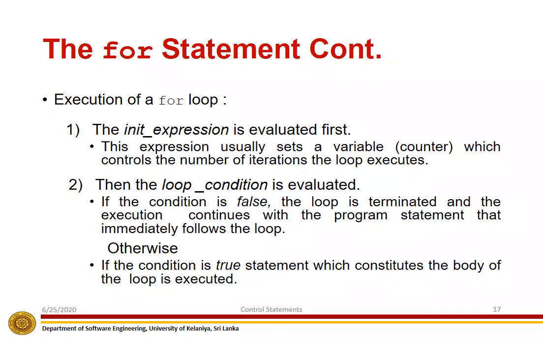So the execution of a for loop: the init expression is evaluated first. The expression usually sets a variable counter which controls the number of iterations the loop executes. Then the loop condition is evaluated. If the condition is false, the loop is terminated and the execution continues with the program statement that immediately follows the loop. Otherwise, if the condition is true, the statement which constitutes the body of the loop is executed.